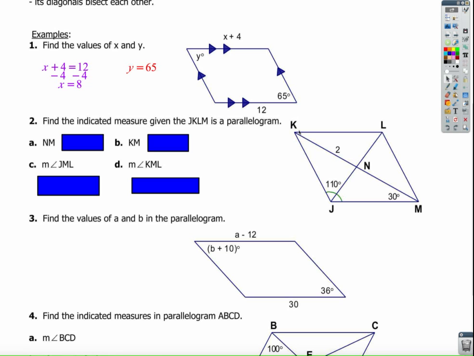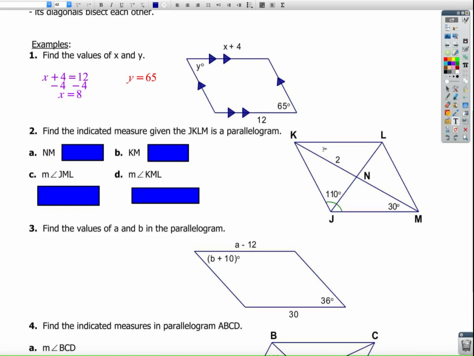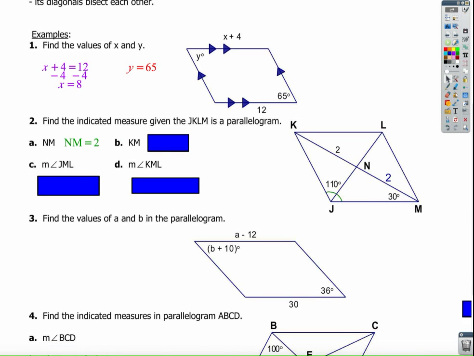Well, I know that in a parallelogram, the diagonals are cut in half by the other diagonals. So if KN is 2, then NM is also 2. If KN is 2 and NM is 2, based on the segment addition postulate we learned way back at the beginning of the year, KN plus NM is the same as KM, so KM must equal 4.